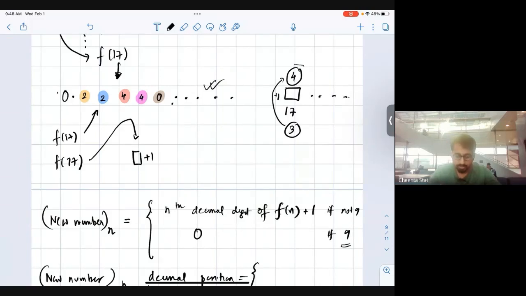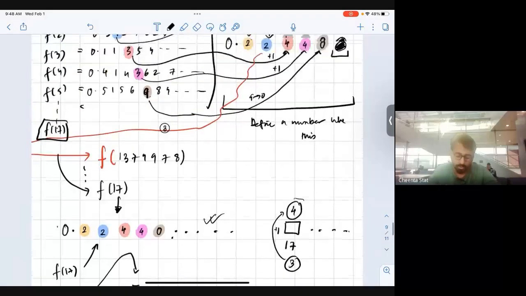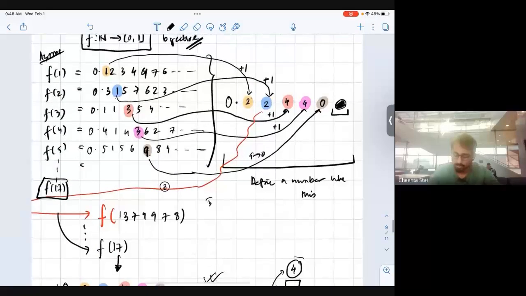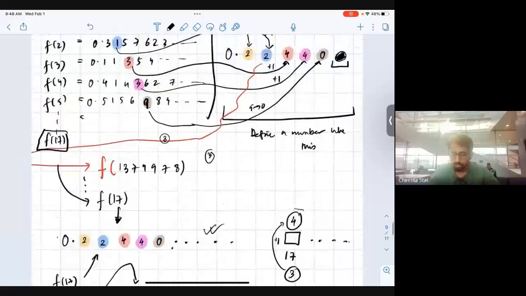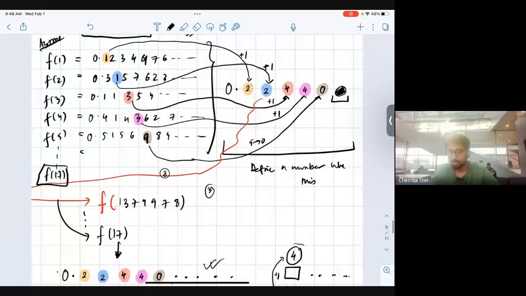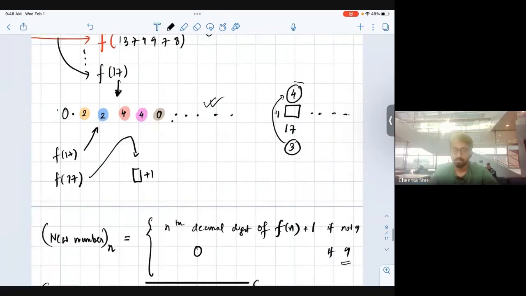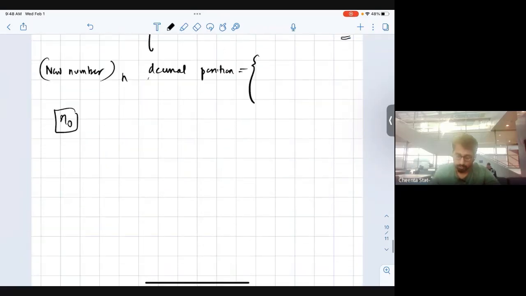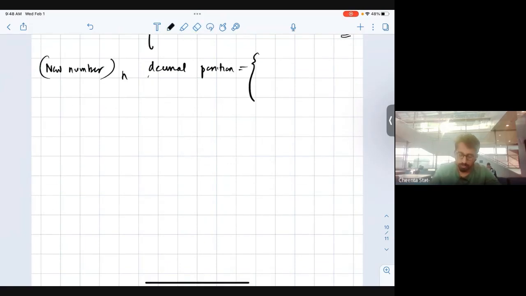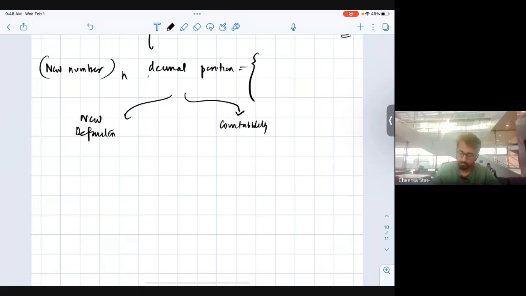Now understand, take the 17th position of f of 17. Actually, when we are defining like this, it's 3. Okay, let's say it's 3. But the way we are defining this number, it should be 4. There's a discrepancy. Do you understand? Because there are two sides: one is the new definition, and the other is the countability mapping argument.